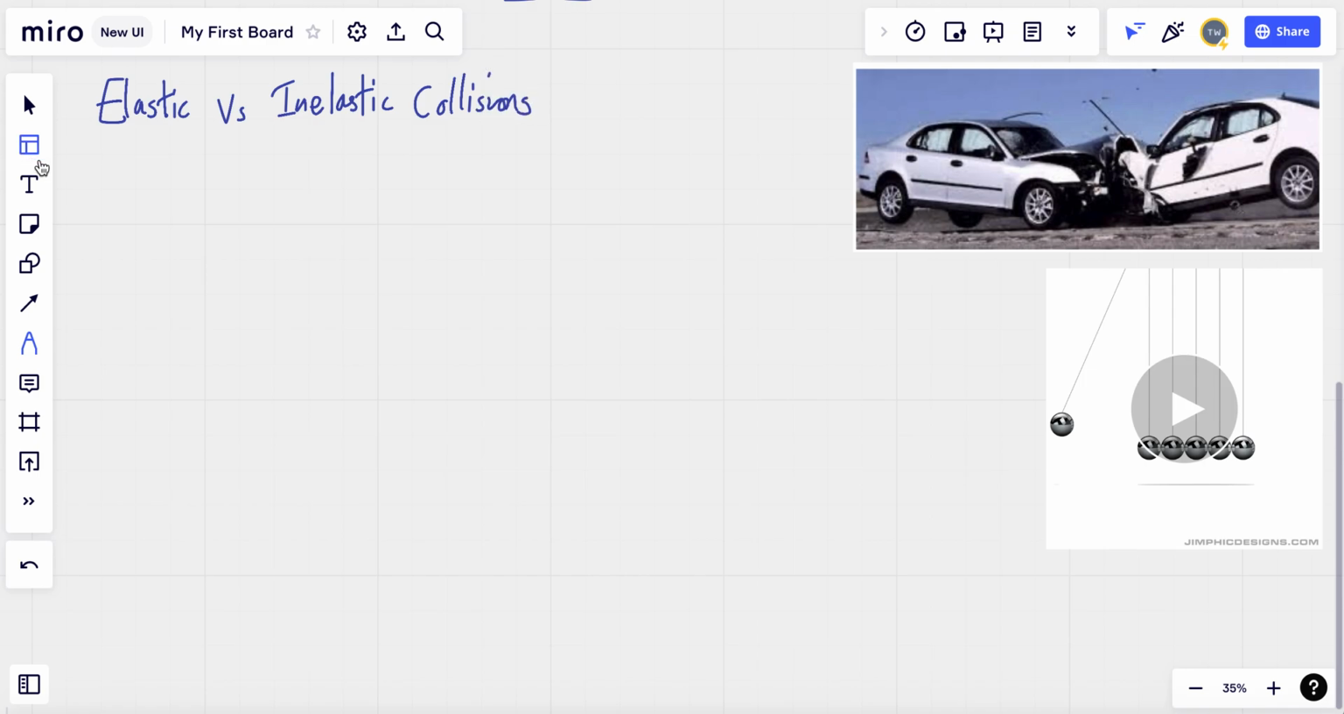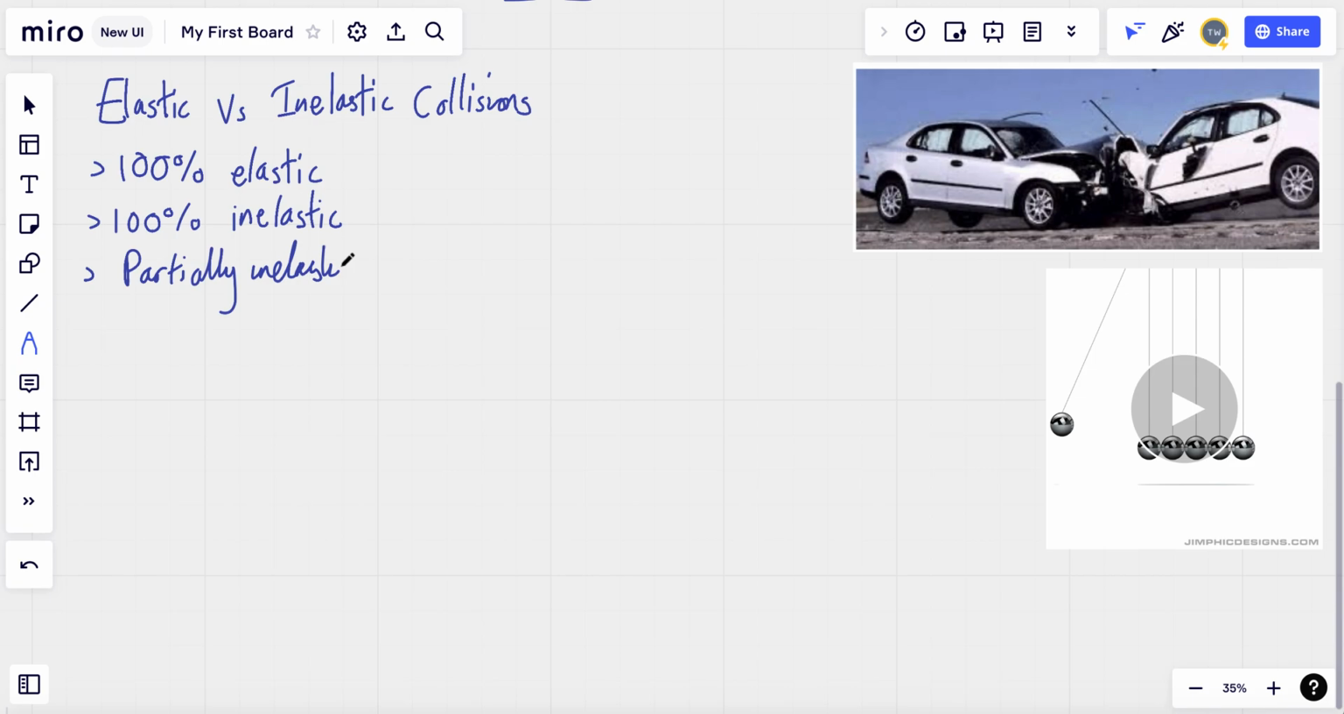Impulse comes into this, but for the moment I'm just going to think about the two types of collisions we're going to be dealing with, elastic and inelastic. In fact, we have three types: 100% elastic, 100% inelastic, and partially inelastic. Of all these three, partially inelastic is the only realistic collision. The other two are very much theoretical: totally inelastic and totally elastic.